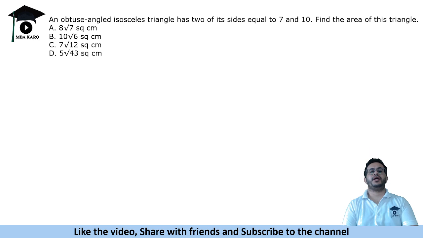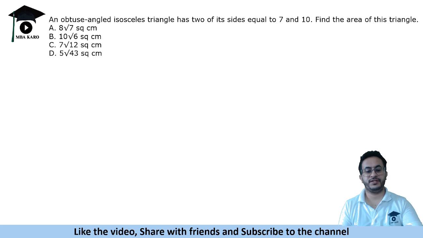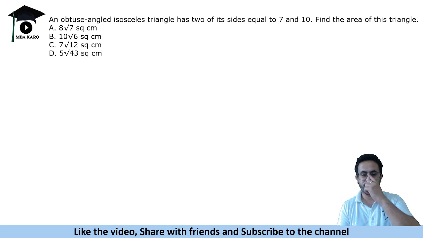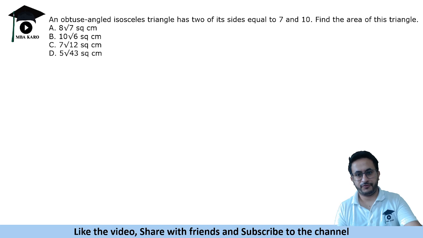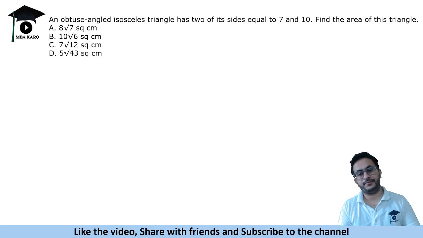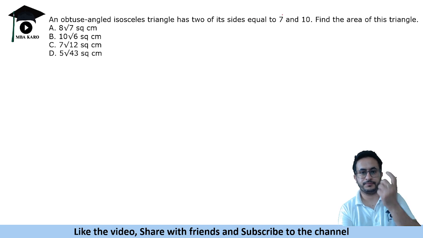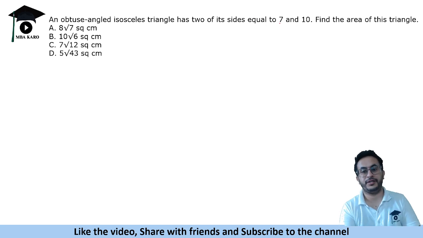An obtuse angled isosceles triangle has two of its side lengths equal to 7 and 10. Find the area of this triangle. Okay, so now we will use the same property for obtuse triangles, and at the same time we will have to use Heron's formula to calculate the area.